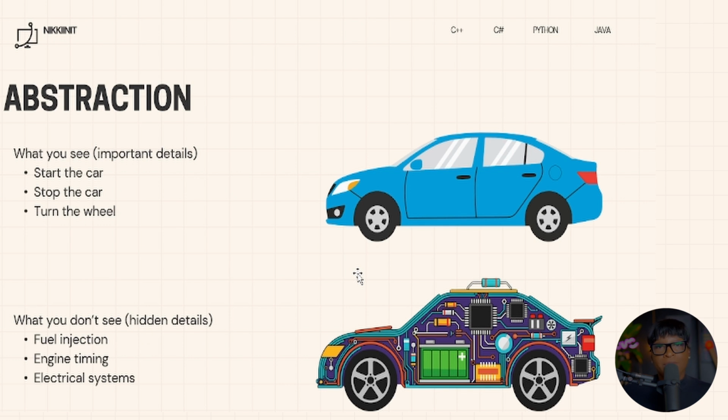The users don't have to know how the oil lubricates the parts of the car to keep it going, right? You hide all of those things underneath the hood. What you see is the important details, okay? You would see the car start. You would see the car stop. You would see the wheels turn.